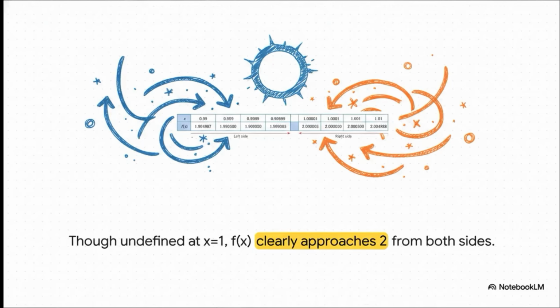So take a look at this table. There's that blank space right at x equals 1 because the function is undefined there. But just check out the values around it. From the left, we're getting super, super close to 2. From the right, we're also getting closer and closer to 2. The trend is just undeniable, even with that hole right in the middle.